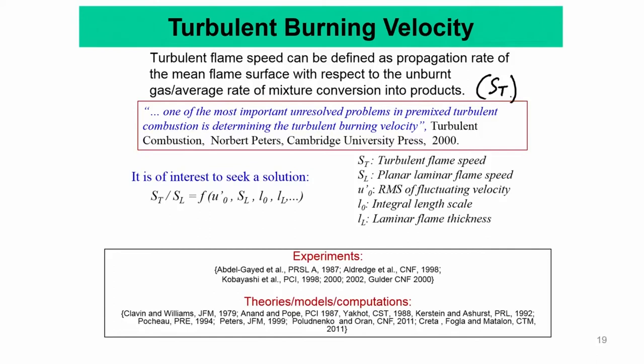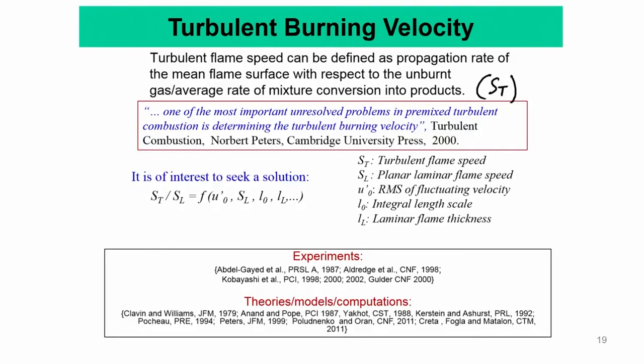Okay, this is what we described as ST, and we still do not completely understand turbulent flame speed. Peters describes in his book that this is one of the most important unresolved problems in premixed turbulent combustion: determining the turbulent burning velocity.